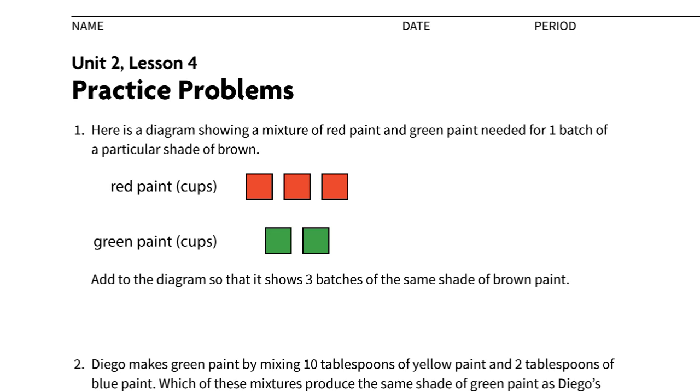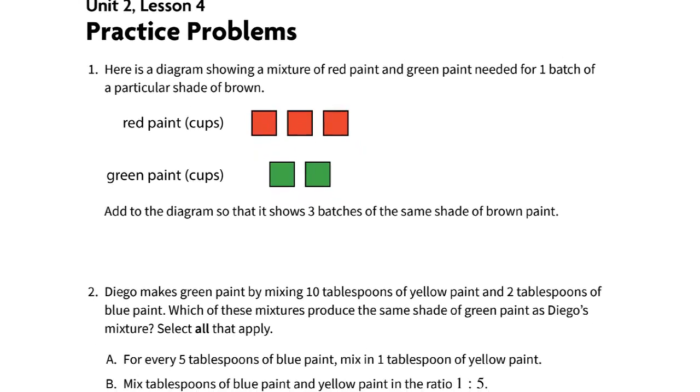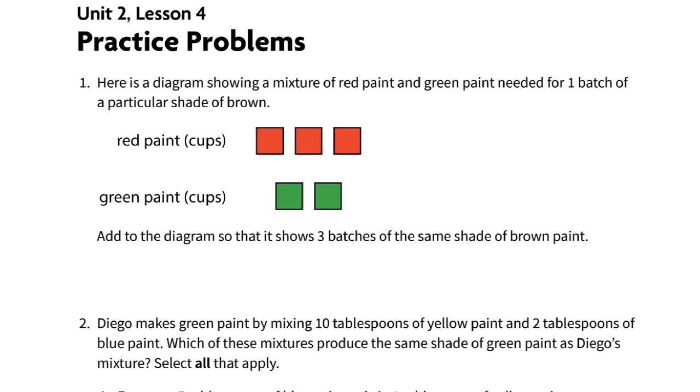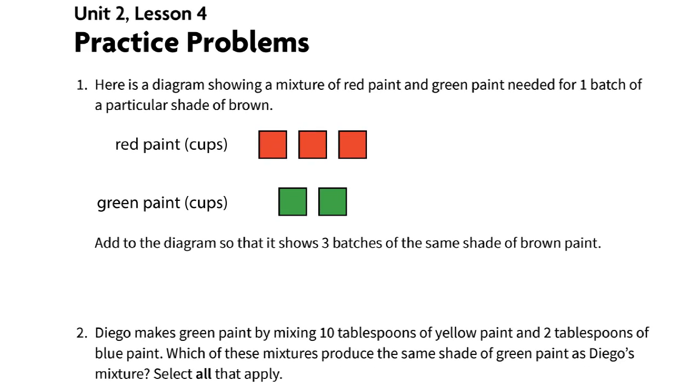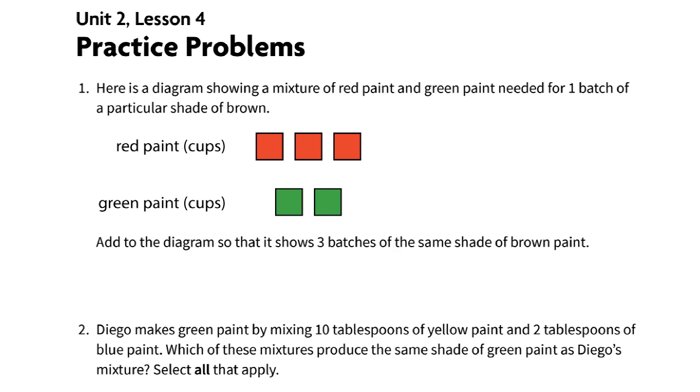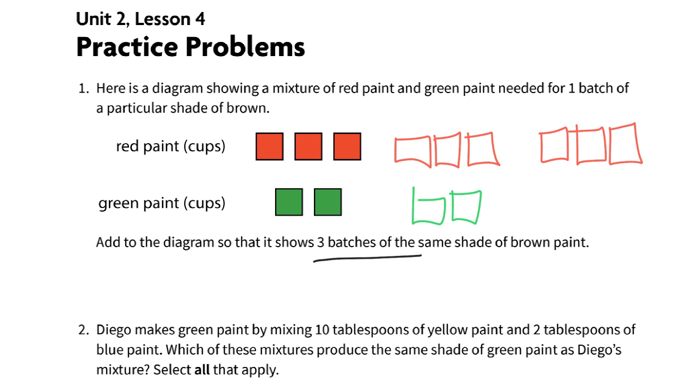All right, so now it's time to practice. We're just going to do our classic practice. So it says, here is a diagram showing a mixture of red paint and green paint needed for one batch of a particular shade of brown. Add to the diagram so it shows 3 batches. So we want 3 batches of the same shade of brown paint. Well, that's easy enough. So we're going to do another batch right here, and then we're going to add a 3rd batch right here.